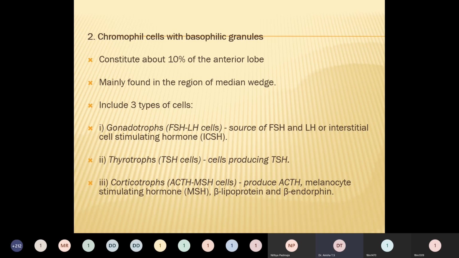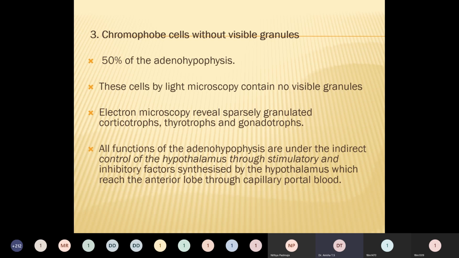Okay, so what does this blue color granule secrete? It has gonadotrophs, which are a source of follicle stimulating hormone, luteinizing hormone, or interstitial cell stimulating hormone. Okay, it also produces some thyroid stimulating hormone, and it also produces adrenocorticotrophic hormone or melanocyte stimulating hormone.